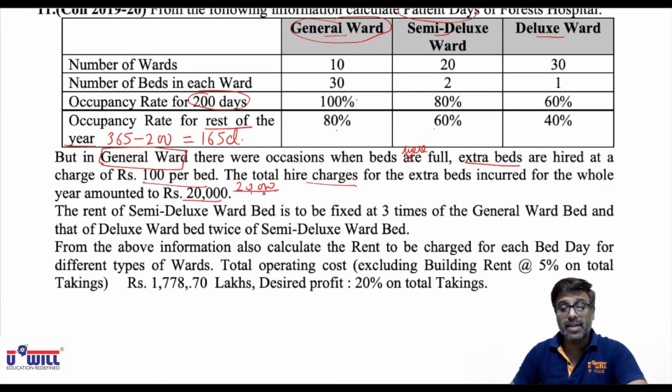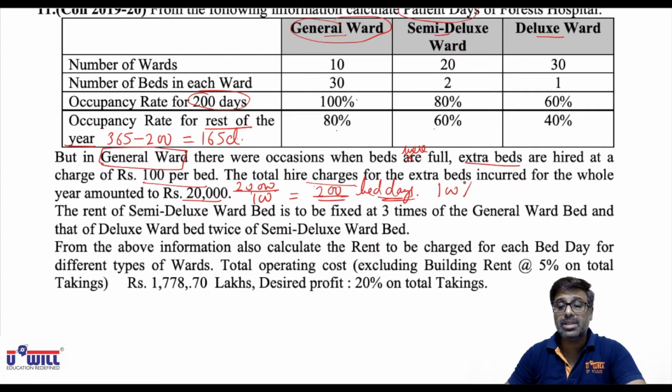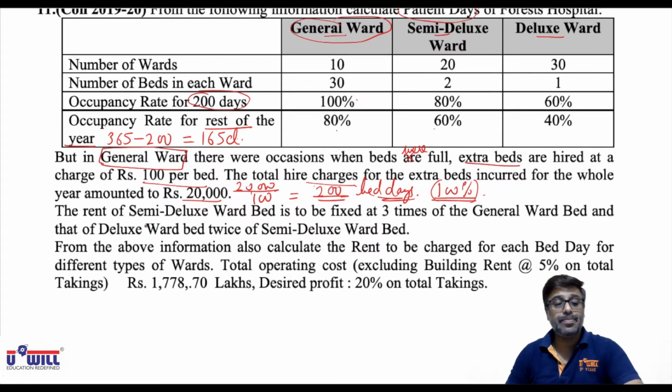So 20,000 divided by 100. How many bed days, extra beds would have been hired? 20,000 divided by 100, 200. 200 bed days, extra beds would have been hired. Here we'll take occupancy ratio always 100% only because we are directly finding 200 bed days. So occupancy ratio won't be like 100%, 80%, 60%. Directly we are assuming on an average 200 bed days every day are hired extra in the hospital.